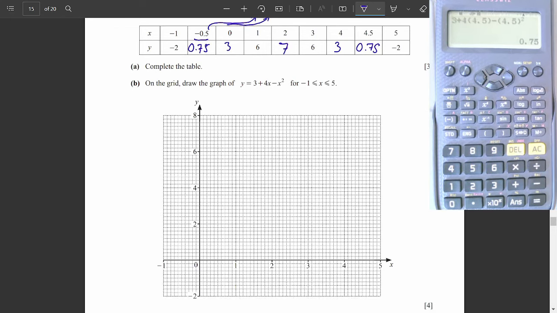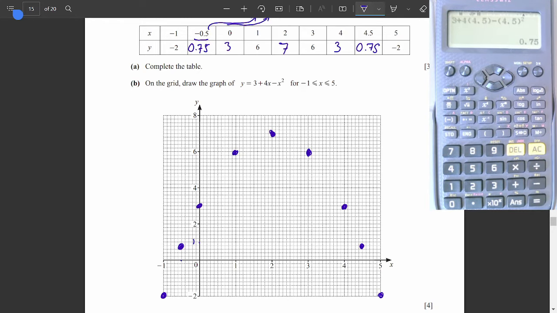Right, now it's plotting the points along the corridor and up the stairs. We start with -1, -2, which is in the bottom corner right there. -0.5, 0.75, so let's be careful, that is 1, 0.75 will be over there, 0, 3 halfway, 1, 6, 2, 7, 3, 6 again, 4, 3, 4.5, 0.75, in line with that one, and 5, -2, we're back here.